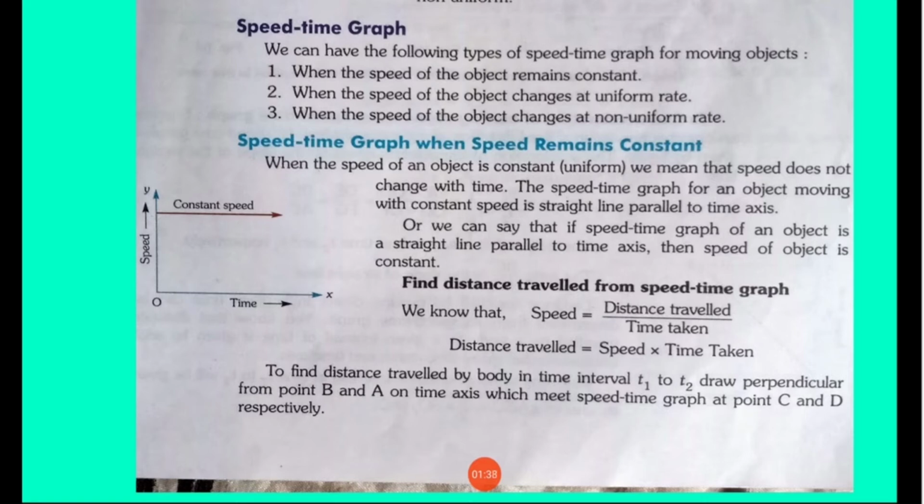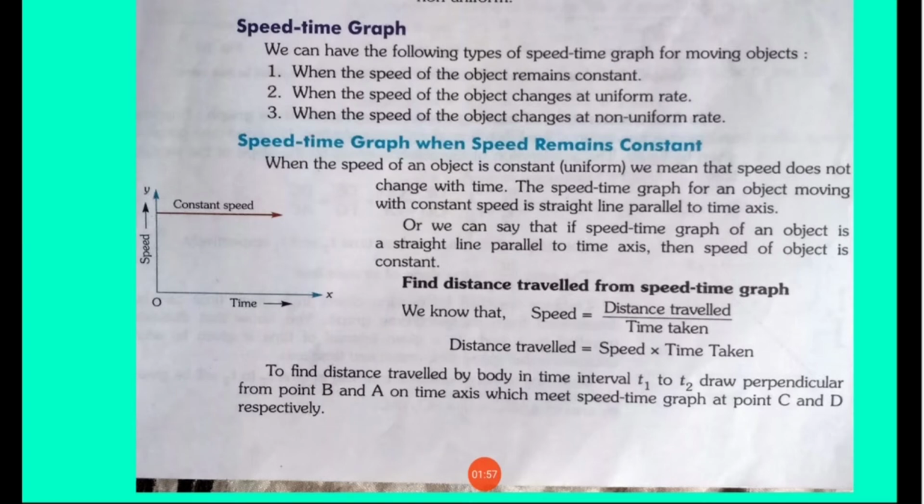Or if we see a graph like this, we can say that the object is moving with uniform speed. If it is a straight line parallel to the time axis, then through this we can infer that the speed of the object is constant. Means it does not change with time.